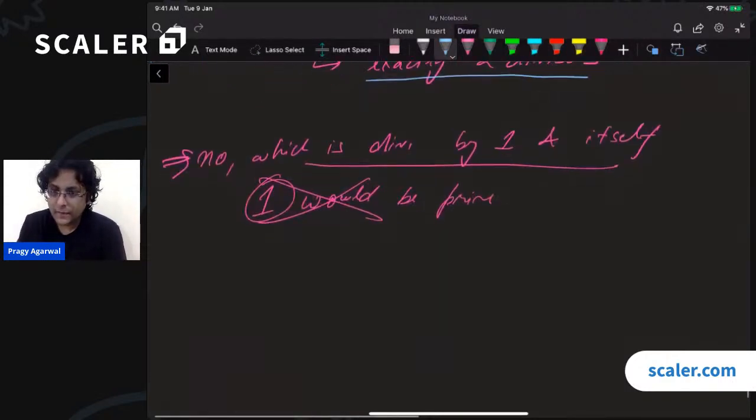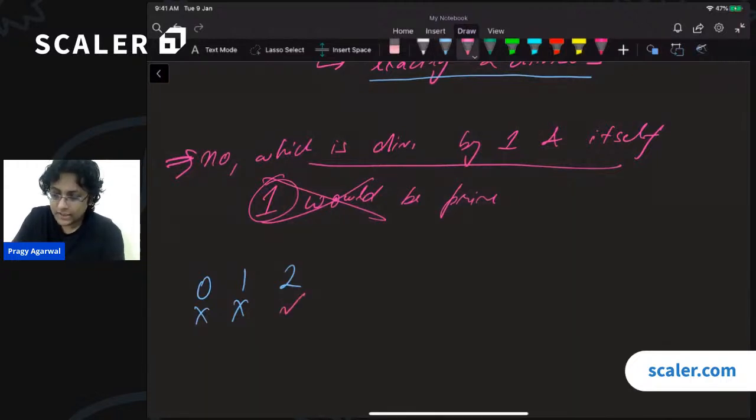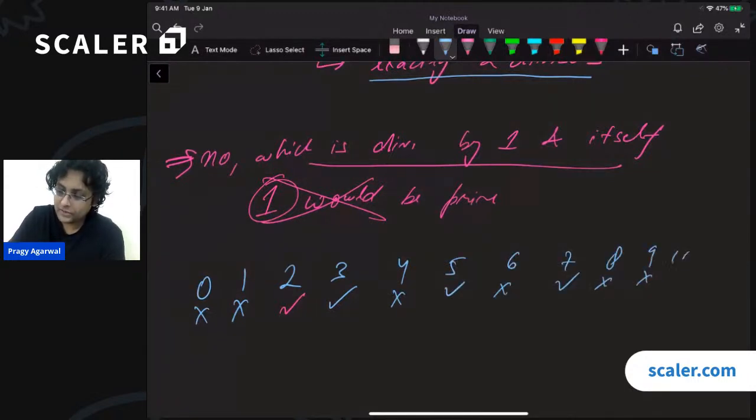So can someone very quickly tell me a few prime numbers from the start? Is 0 prime? No, it is not. Is 1 prime? No, it is not. Is 2 prime? Yes, 2 is prime. 2 is the smallest prime number. Then 3 is prime. 4 is not prime. 5 is prime. 6 is not prime. 7 is prime. 8 is not prime. 9 is not prime. 10 is not prime. 11 is prime, and so on.